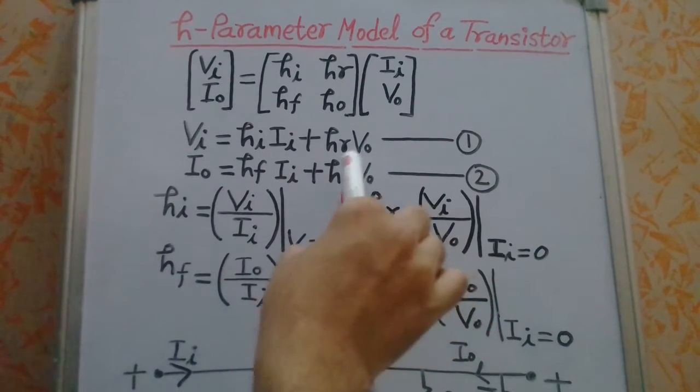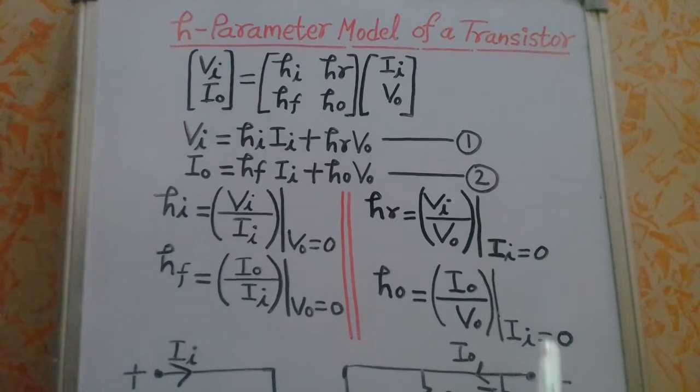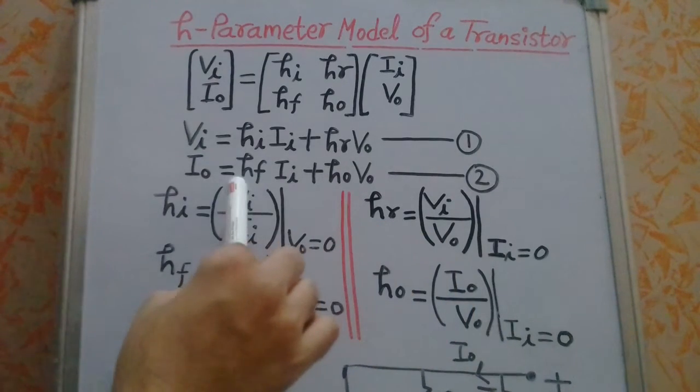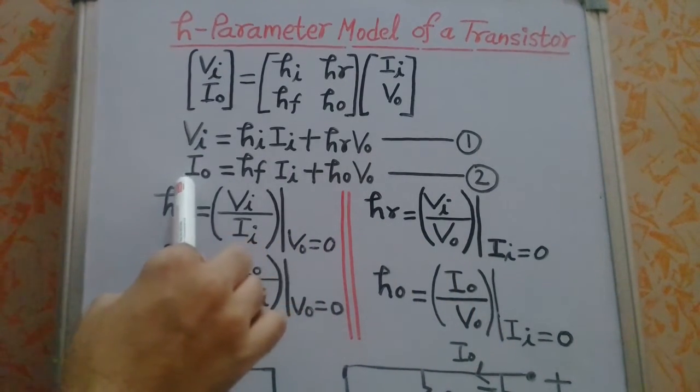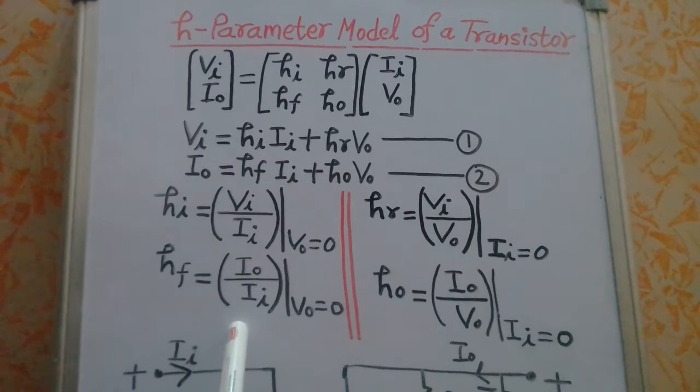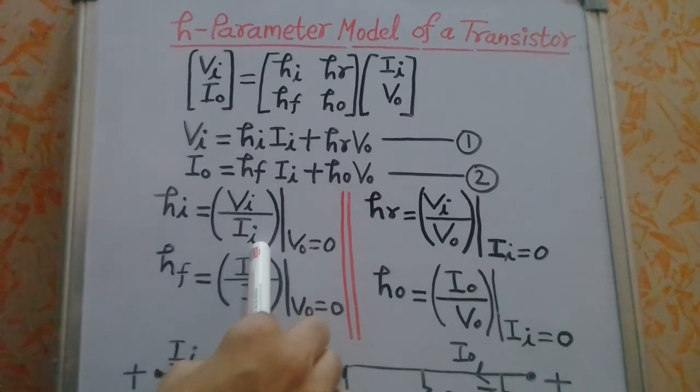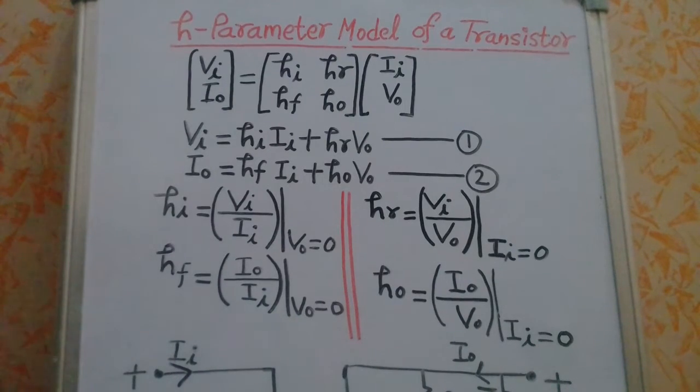That means again you will short this output voltage. Once you short this output voltage, you will get HF, that is the ratio of IO divided by II. So this HF is basically IO divided by II, that means output current IO to the input current II. That is the ratio that you can get by shorting this output voltage, V0 equal to 0. All right, so can you tell me what is the name of this h parameter, HF?